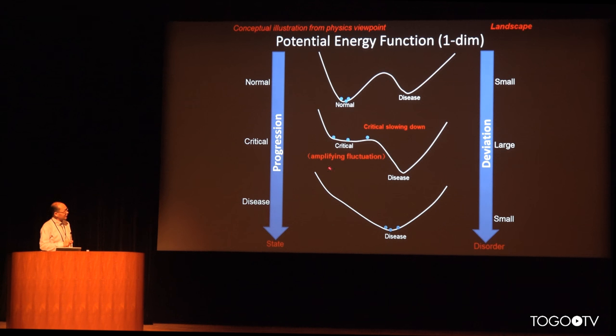The critical state can amplify the fluctuations. But in the normal and the disease states, they cannot amplify. They are very stable. Even if you drink hot water and your temperature goes to 38 degrees, after 10 or 20 minutes you will return to normal quickly because it's stable. In the disease state, it's also stable. If you take a drug, you can drop your temperature to 36 degrees, but you will quickly return to 39 again because it's stable. But the critical state is different. It can amplify the fluctuations.